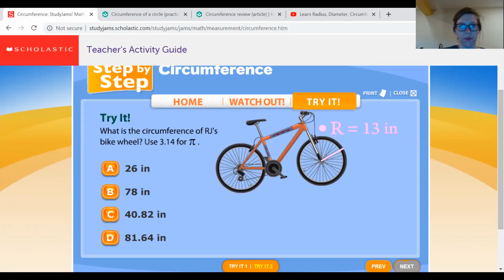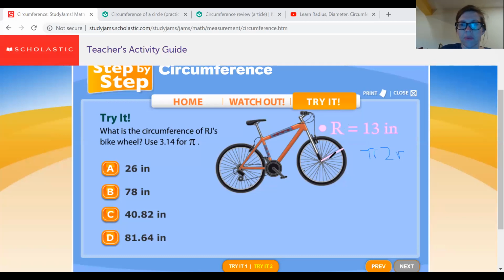Okay, so this time we know the radius, right? So remember, R stands for radius, instead of the diameter. So this time around, we need to use a different formula to find the circumference. In order to find circumference, we are going to take pi and multiply it times 2 times r.